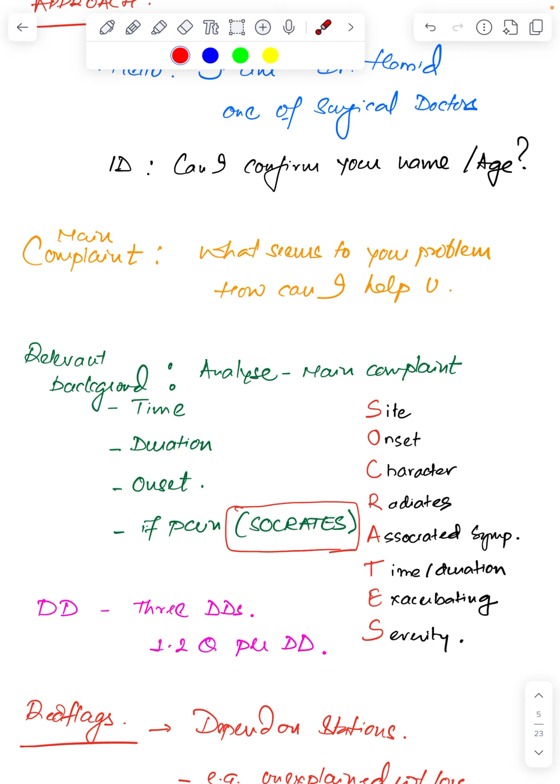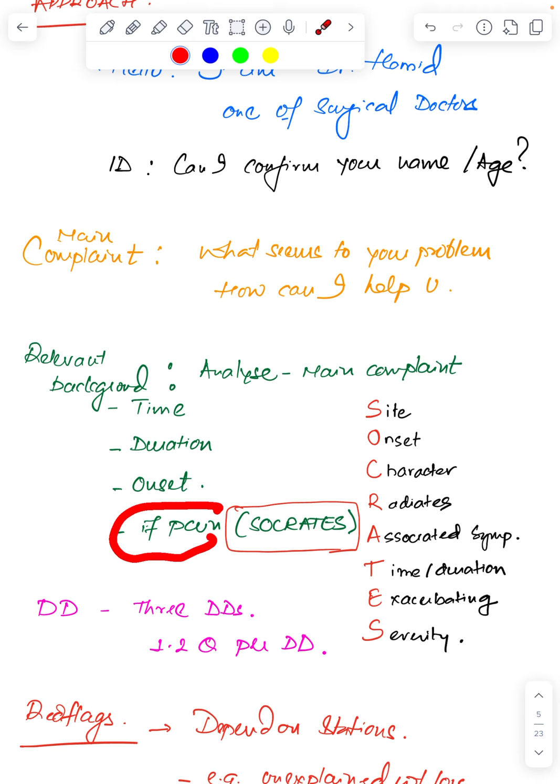Whatever it is, any swelling, unable to walk, unable to smell, unable to this, you don't know. What is this station? So time: since how long, duration, time when started, and onset.